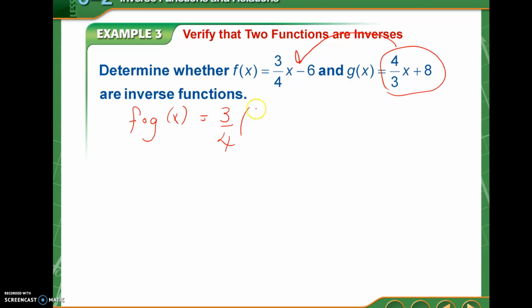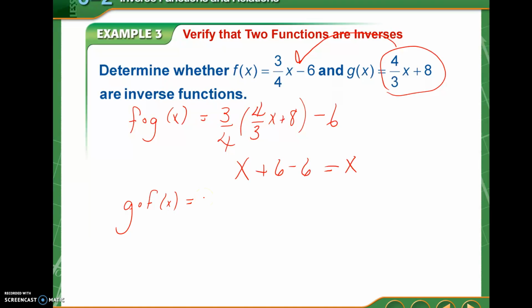And we did compositions in part 1. So distribute this 3/4. 3/4 times 4/3 is x, or 1. 3/4 times 8. 3 times 8 is 24, divided by 4 is 6. 6 minus 6 is 0, so I just have x. So we see that f composed of g equaled x. So now we check if g composed of f equals x. And 1 cannot equal x, so make sure you check both of them.